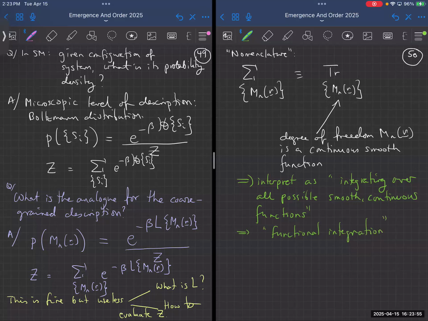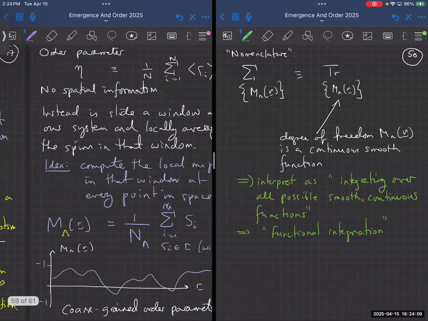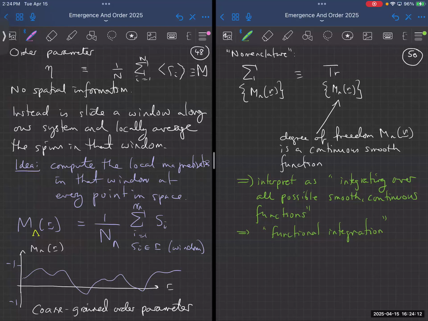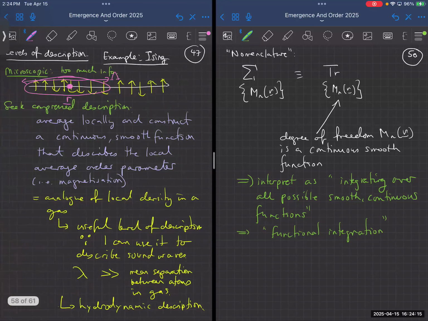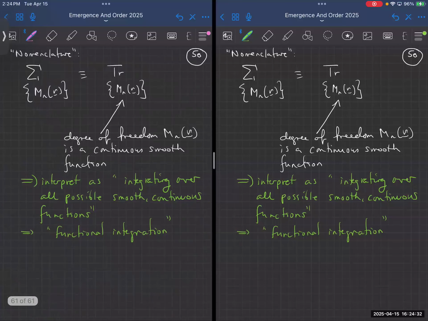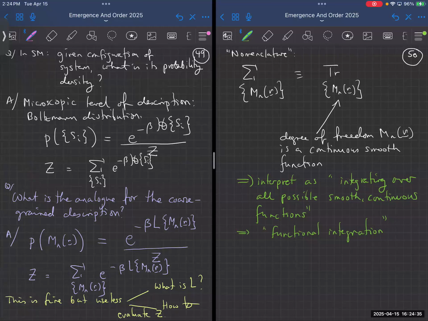I'm going to teach you how to do it, and it's not as hard as it sounds, but it requires some work. Question: m lambda depends on r. What is r? r is space. Remember that here's space on the bottom left. When I slide this window along my spin configuration, it changes as a function of space. And lambda is the size of the sliding window. I haven't yet told you how to do the calculation, but that's what we're going to have to do.